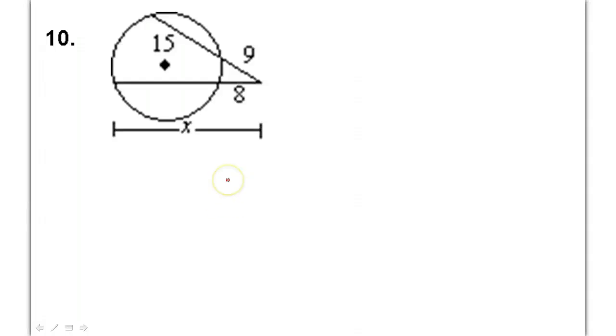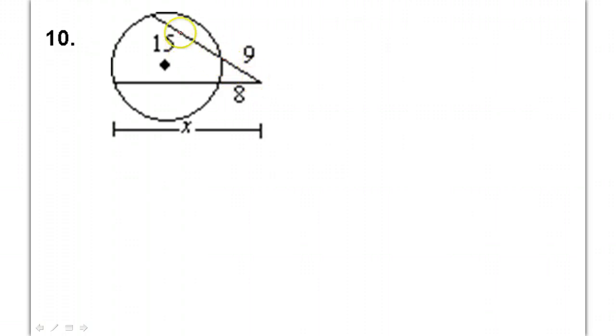Alright, is this the situation where we do part times part equals part times part? Or is this the situation where we do part times whole equals part times whole? Hopefully you said this is the part times whole equals part times whole situation. Please understand, when I say part times whole, the part is always the part that's outside the circle.